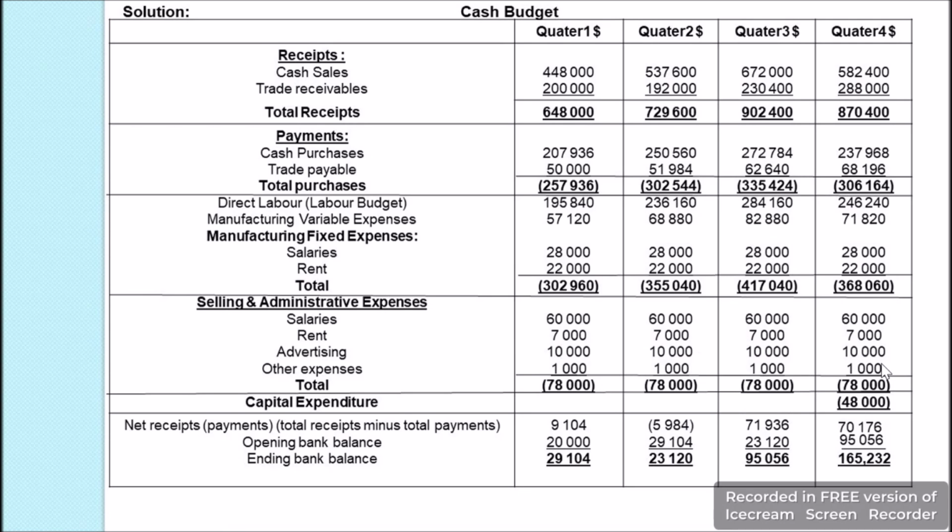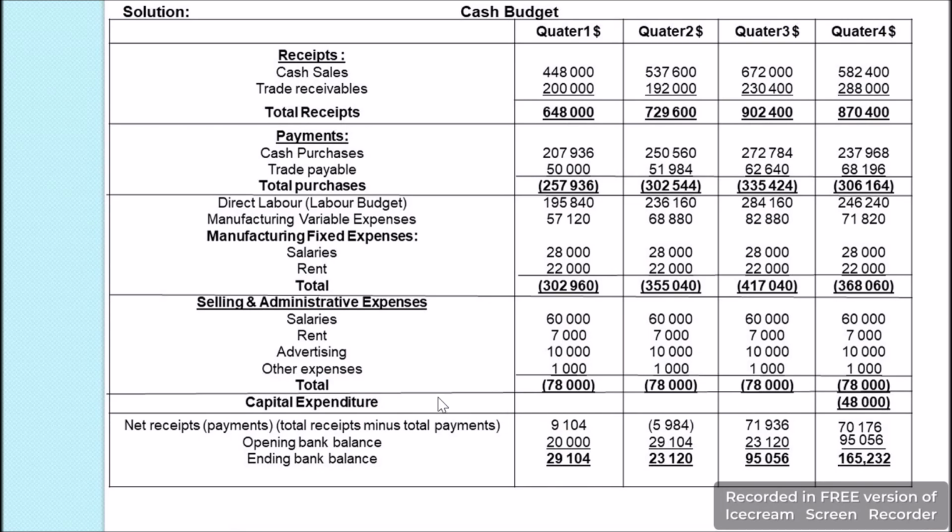Again, depreciation we are not going to take because it does not lead to any inflow or outflow of cash, hence depreciation is not taken. So now when we total up for the first quarter, it is 60,000 plus 7,000 plus 10,000 plus 1,000, which will be 78,000. In the same way, because we have the same selling and administrative expenses for each quarter, the total will be the same for all the 4 quarters. So 78,000 for the second quarter, and again 78,000 for the third quarter, and 78,000 for the fourth quarter.